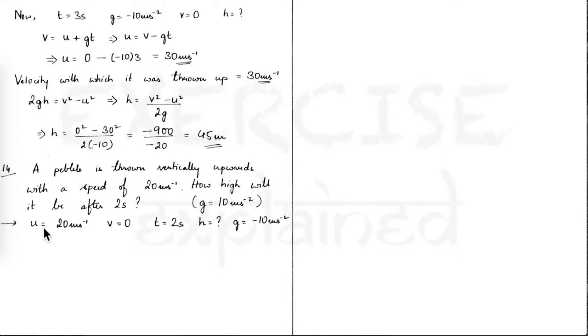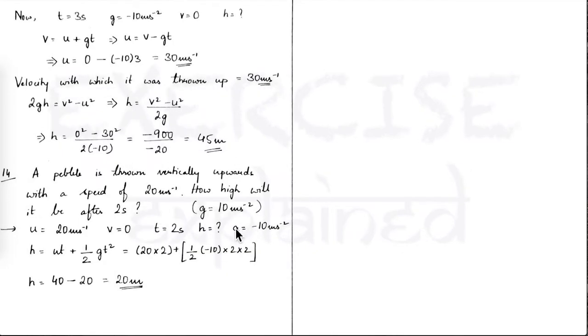So initial velocity will be 20 meter per second. Final velocity will be 0 because whenever anything is thrown up, it goes up and stops and then comes back down. We need to find the position after 2 seconds. So time is 2 seconds. We need to find the height, so h is equal to question mark, and g will be minus 10 since it is going up. Whenever anything is thrown up, its velocity reduces. So that is why acceleration due to gravity is negative.